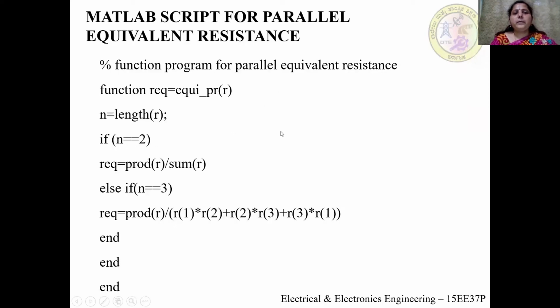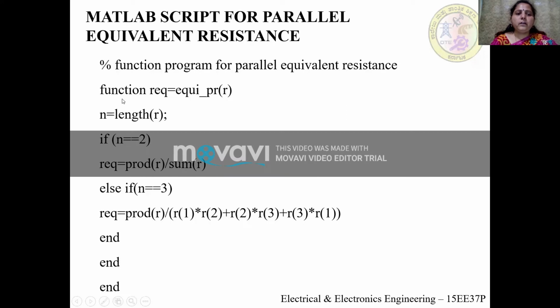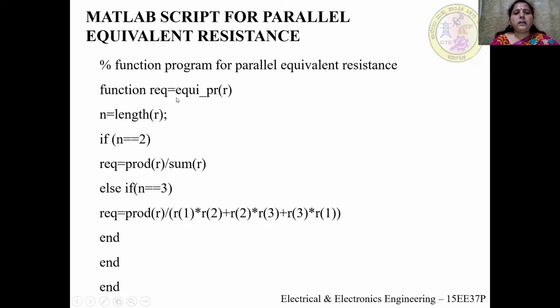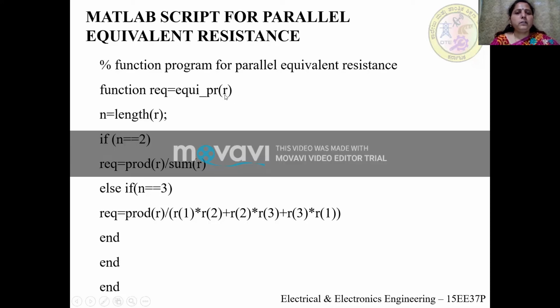Now we shall see the Matlab script for parallel equivalent resistance. So here again I have used the keyword function, then variable REQ to store the value of equivalent resistance. Then I have given the function name as EQUI underscore PR. Here again R is going to have the values of resistors.